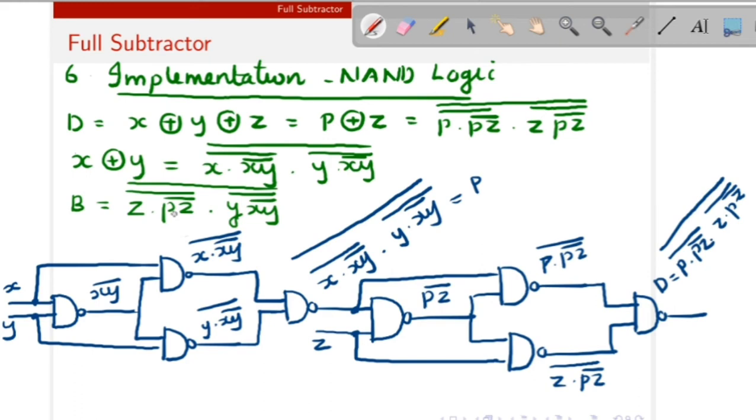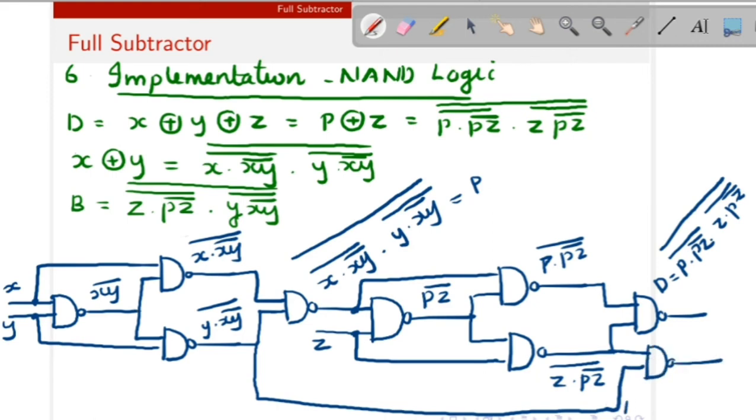Then next we can implement borrow. In the case of borrow, first is Z into (PZ bar) whole bar. So here we have Z into (PZ bar) whole bar, this one. Then Y into (XY bar) whole bar. So here we have Y into (XY bar) whole bar. Take this output. It is NANDed with this one.